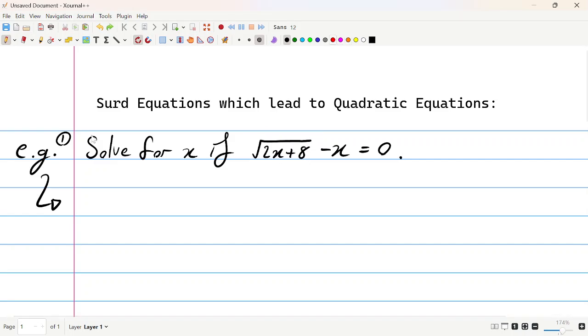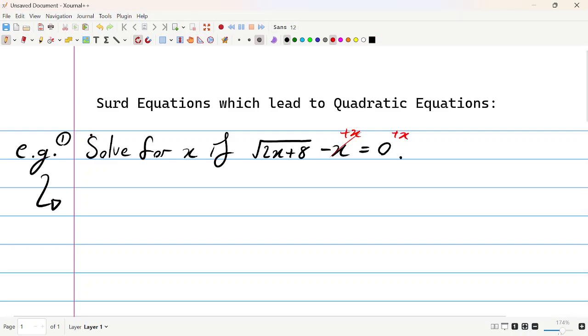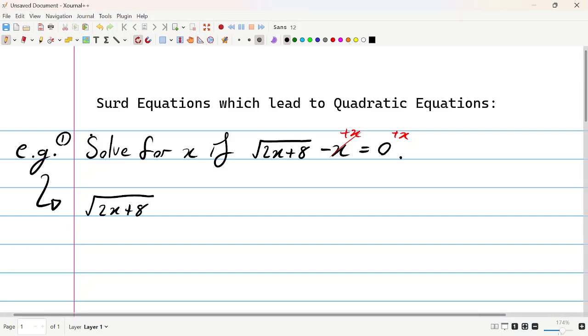So we are going to add x to both sides, so we can get rid of that part over here. Therefore, what that tells us is we are going to have the square root of 2x plus 8 equals x. And now, what is going to happen? We need to get rid of the square root. And how do we get rid of square roots? Well, if we square both sides, then the squares will cancel with the square roots.